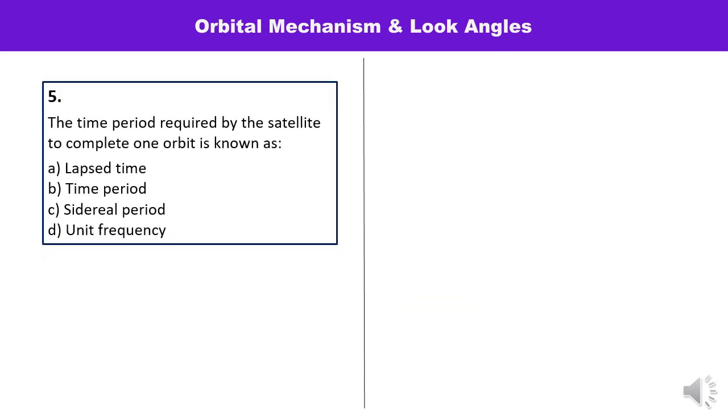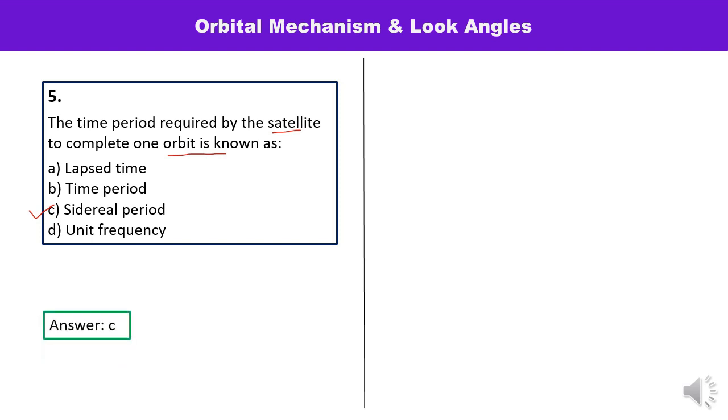Next question is, the time period required by the satellite to complete one orbit is known as. The options are lapse time, time period, sidereal period and unit frequency. So this particular time period is also known as sidereal period. C. Yes, this is the correct one.